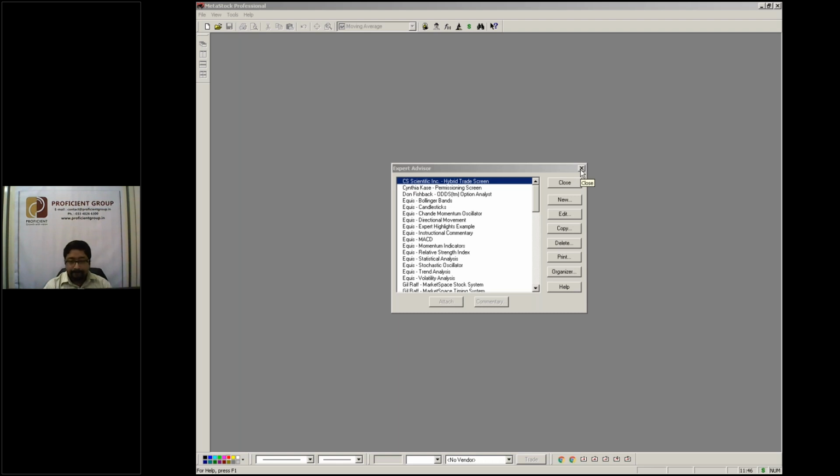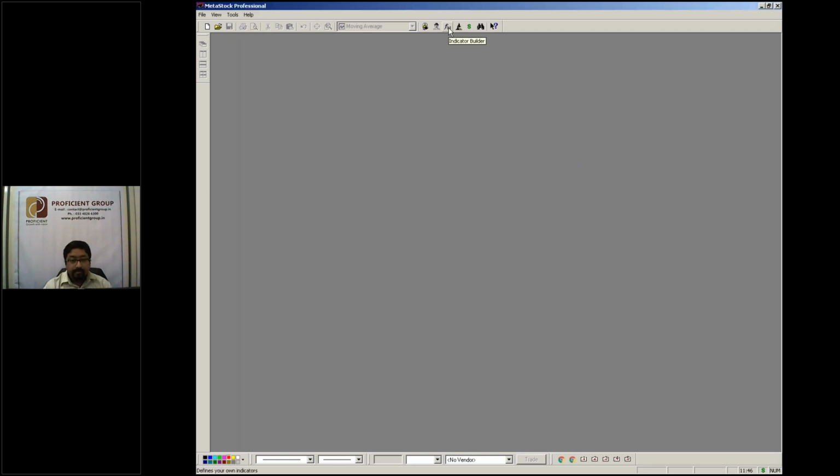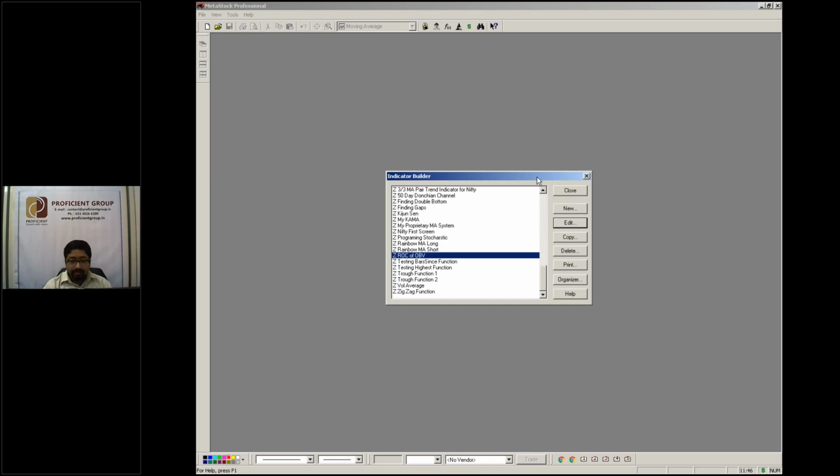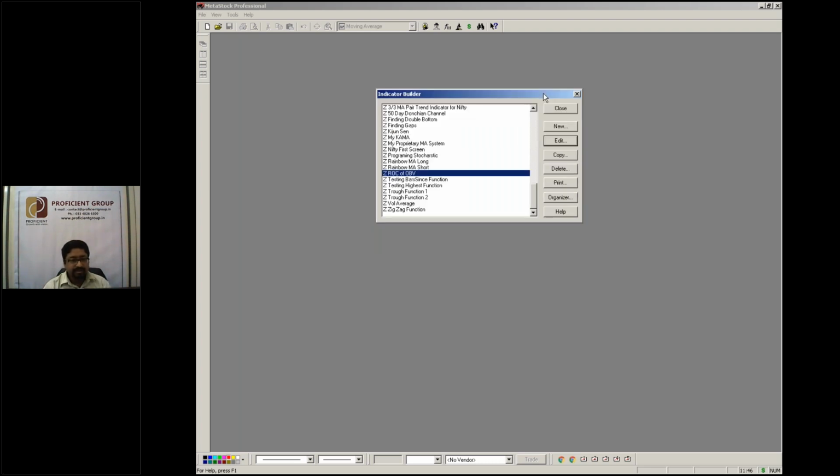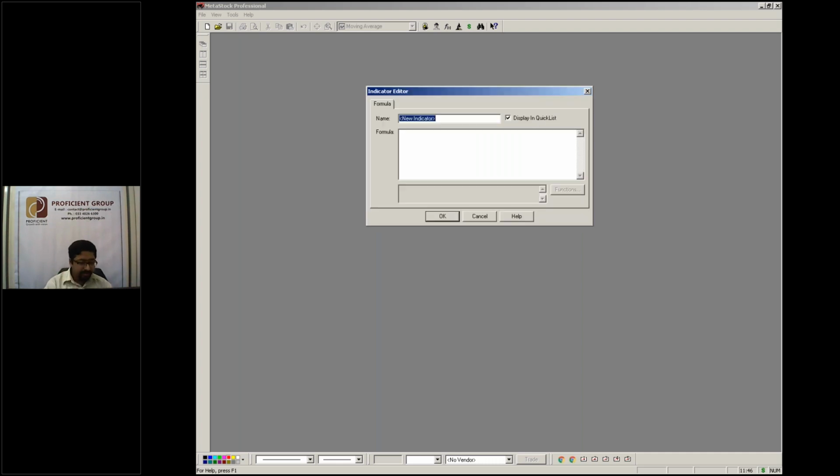First of all, we will start with creating a new indicator. It will be a very basic indicator. Our main objective is to learn the various functions, and we will first open the indicator builder, and then you can see the New button here, and we are creating a new indicator. And what could be a new indicator?